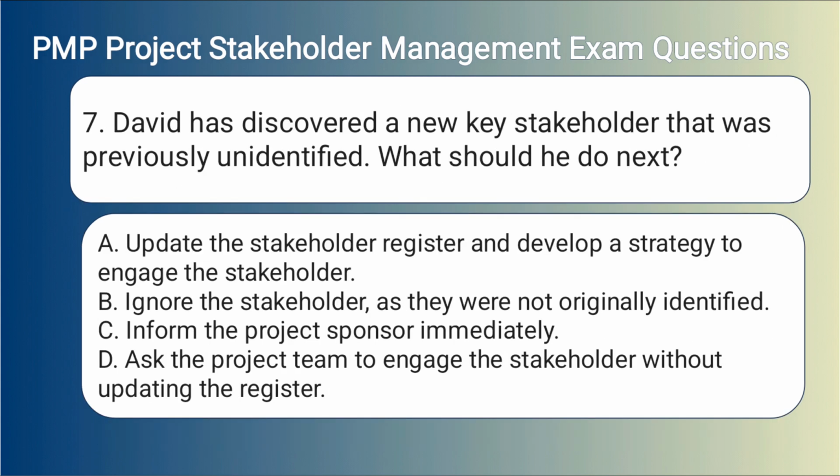7. David has discovered a new key stakeholder that was previously unidentified. What should he do next? A. Update the stakeholder register and develop a strategy to engage the stakeholder. B. Ignore the stakeholder, as they were not originally identified. C. Inform the project sponsor immediately. D. Ask the project team to engage the stakeholder without updating the register.